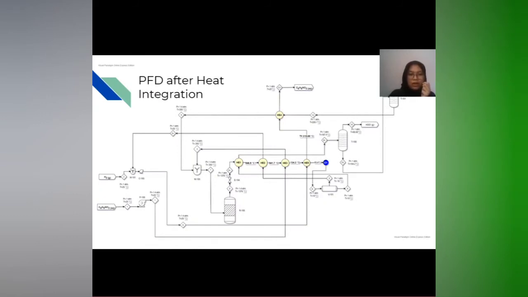Here we can see the hot stream H1. The hot stream H1, which is stream 8 plus, was chosen as the static stream, and the other hot and cold streams are considered as the moving streams. That's all from me. Thank you.